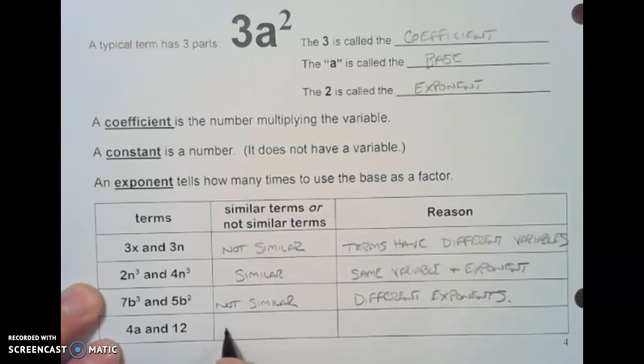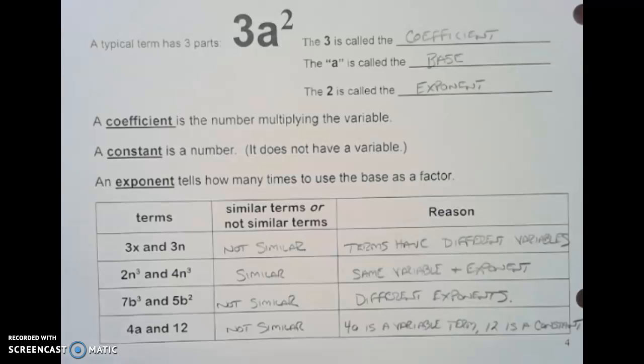4a and 12. Again, these are not similar. Okay, and the reason why is because 4a is a variable term, while 12 is a constant. Variable terms and constants are not similar.